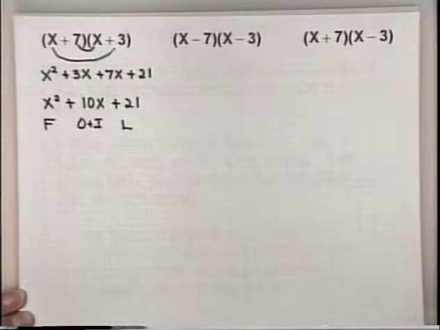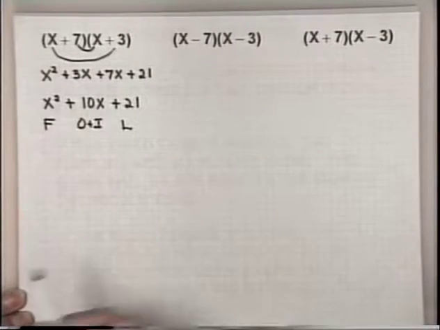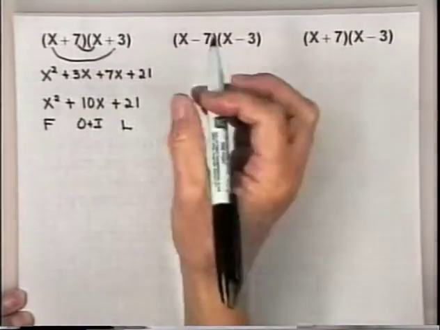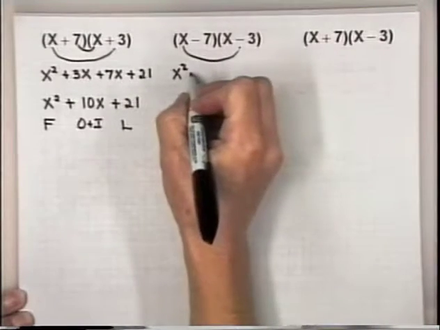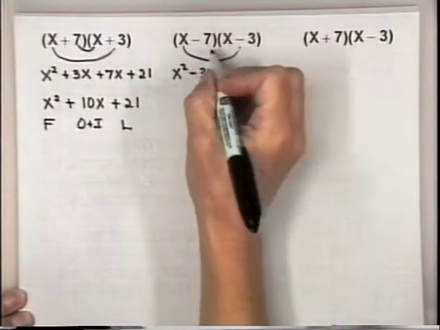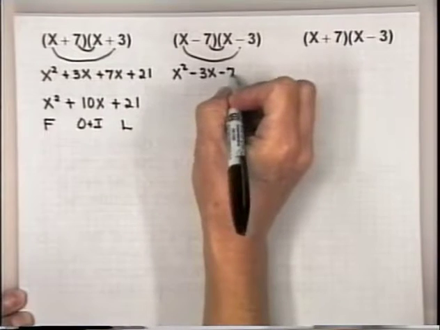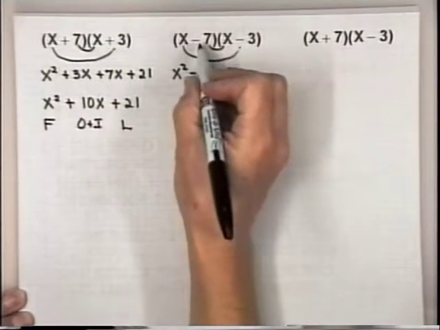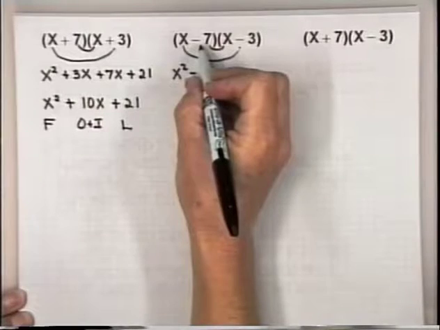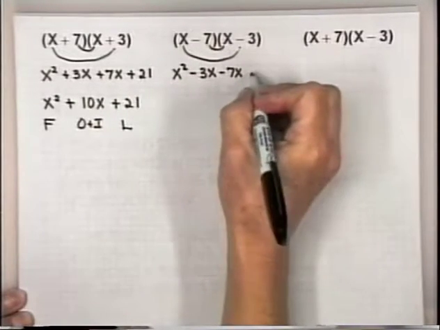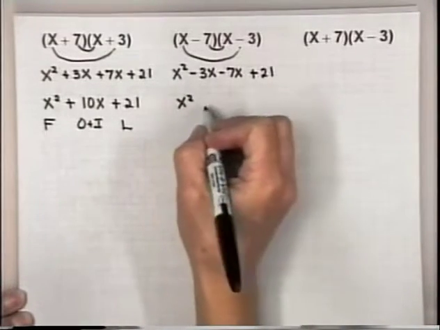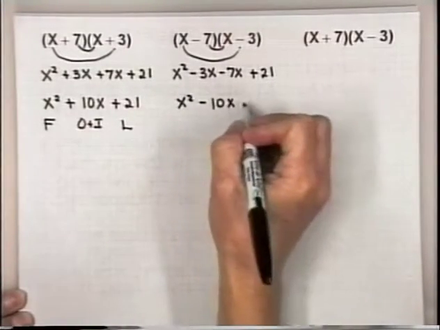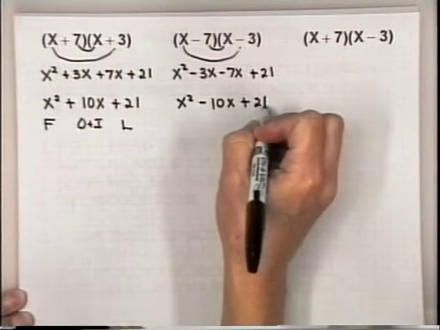Now I want to do these other examples to talk about what happens with our signs when we do this process. X times x gives us x squared. Our outside product here is a negative 3x. The inside product is negative 7x. And here, multiplying our last terms, notice we have a negative times a negative, so we get a positive 21 here. Adding our like terms in the middle, we have x squared minus 10x plus 21.